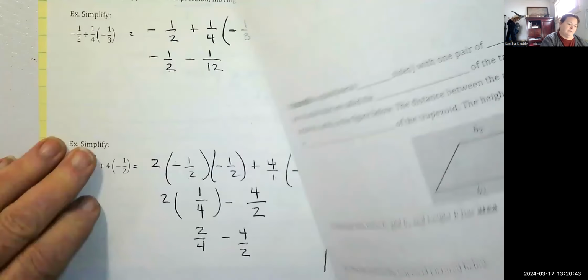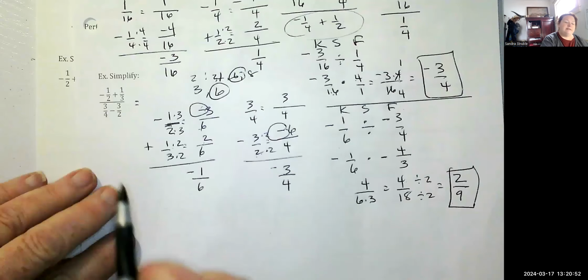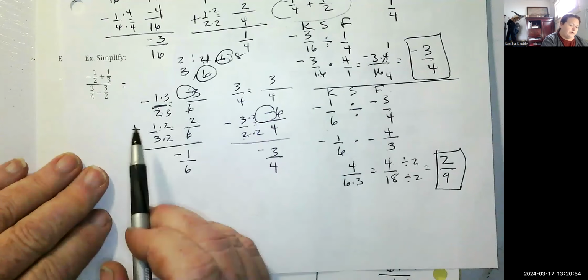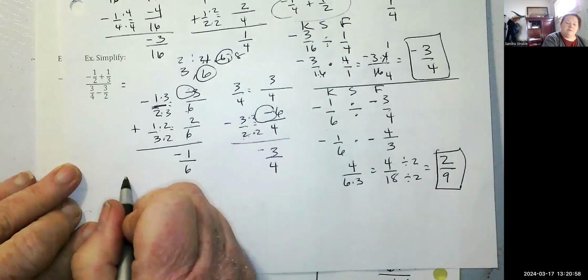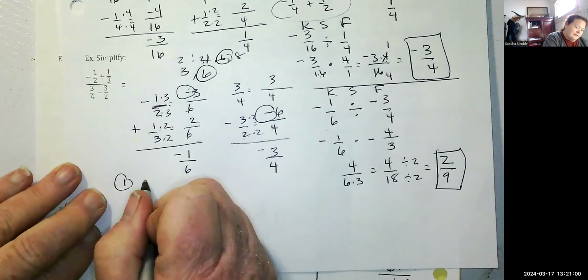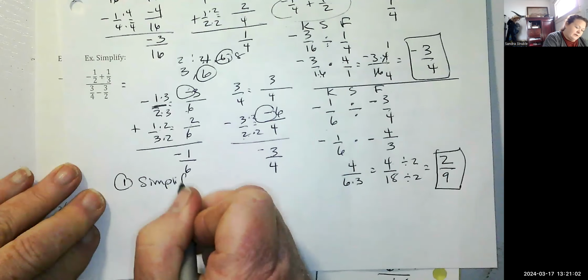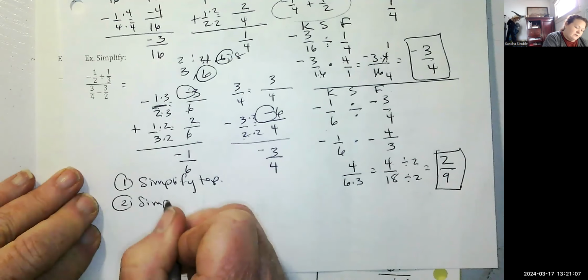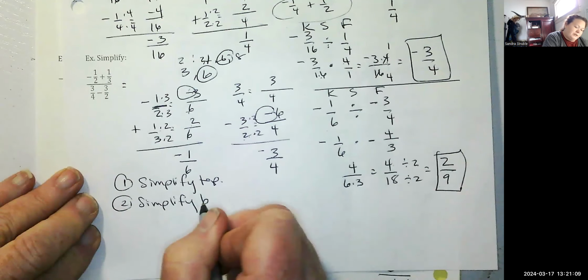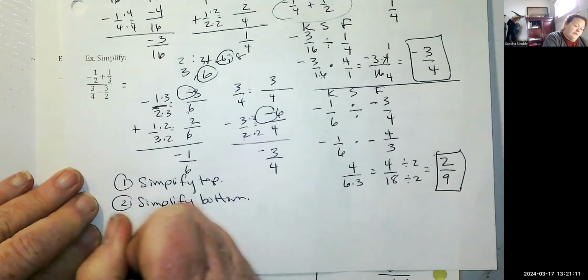All right, last piece of it. Hold on just a second. I want to go back and say something real quick. For this one, what we do first is simplify the numerator, or simplify the top. It's just the tools on this. So you want to simplify the top. You want to simplify the bottom, the denominator, and then divide.